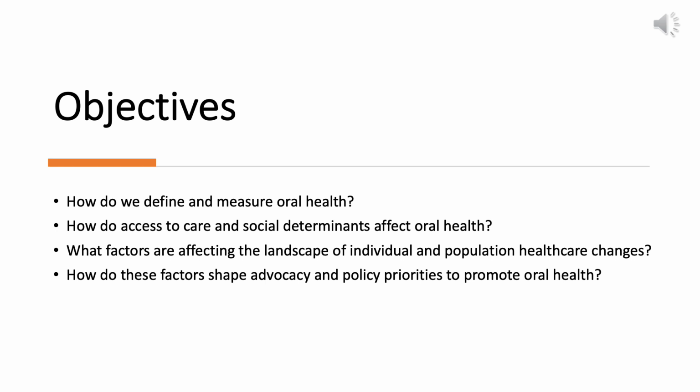The second will be how do social determinants and access to care affect oral health? The third is what are factors that are currently affecting the landscape of individual and population healthcare changes. So what's going on in dentistry, what's going on in medicine that's changing the way people utilize and receive care. And we will finish up by talking about how these factors affect advocacy and policy priorities to promote oral health.